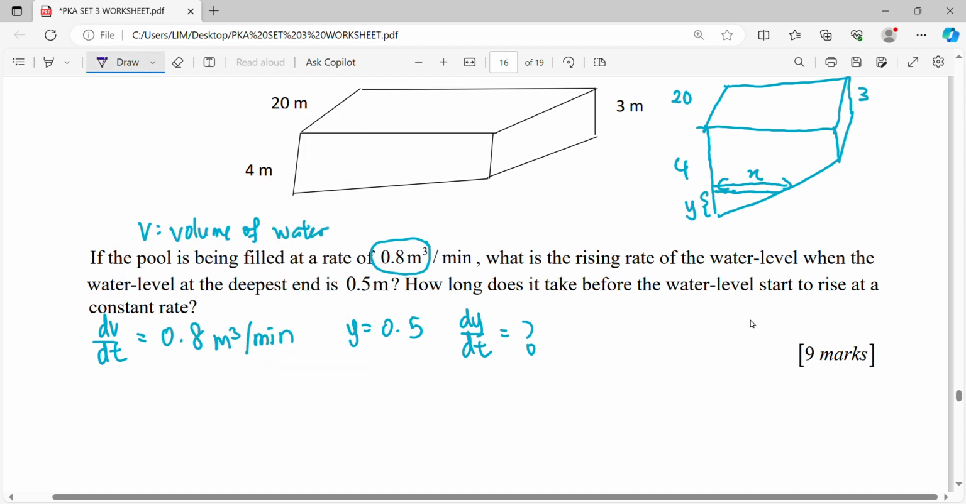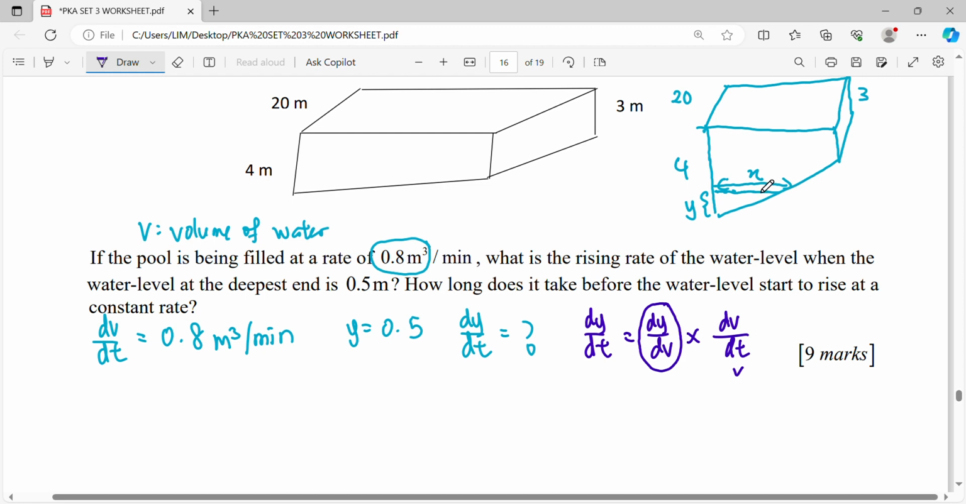Okay, so get dy/dt. How to get dy/dt? Our second step here, you identify the chain rule that we need. dy/dt might be dy/dV times dV/dt. So what we need here is your volume in terms of y.